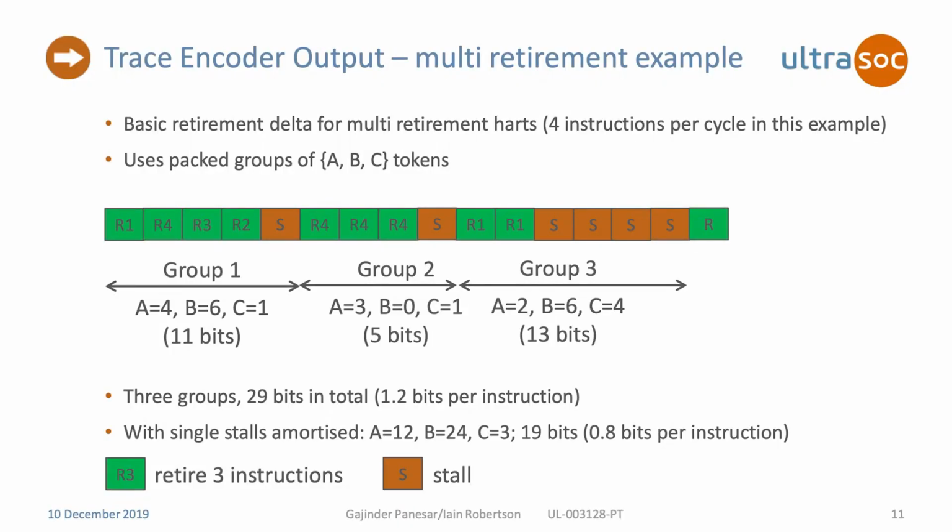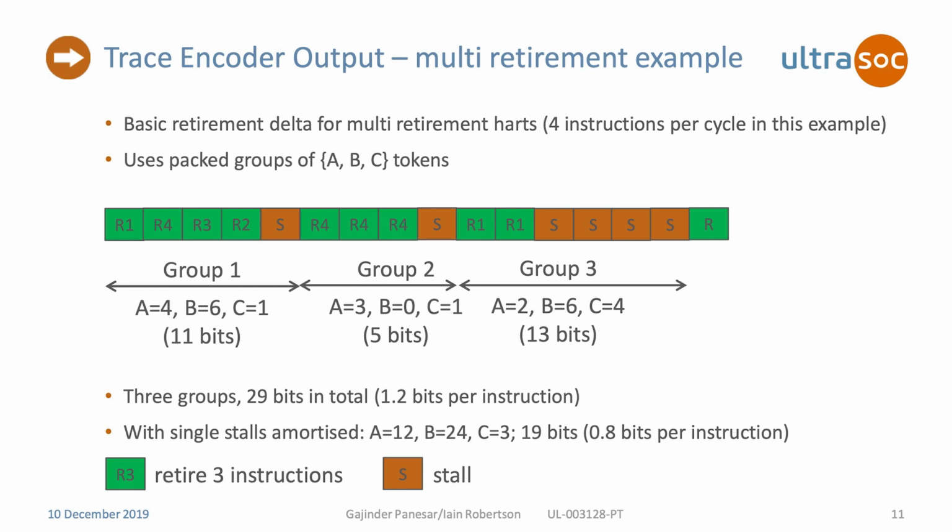In this case, the first group, you can see there are 4 cycles back to back where we retire instructions, so A is 4. This is a 4-way superscalar CPU, so in theory we could have retired 16 instructions over those 4 cycles. We actually only retired 10. So we've got 6 missed opportunities. That's what's listed in the B token, followed by a single cycle of stall.